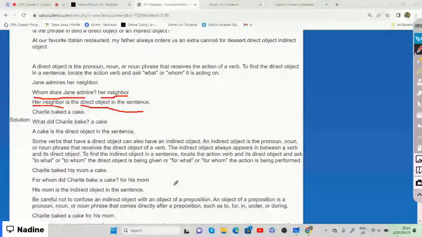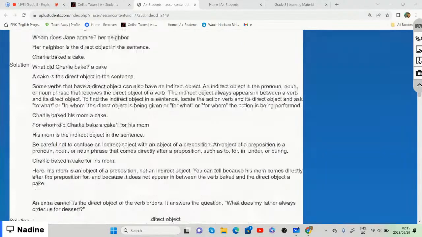For example, Charlie baked his mom a cake. For whom did Charlie bake a cake? For his mom. So basically, for his mom is the indirect object within the sentence. It's like you are saying for whom it is done.